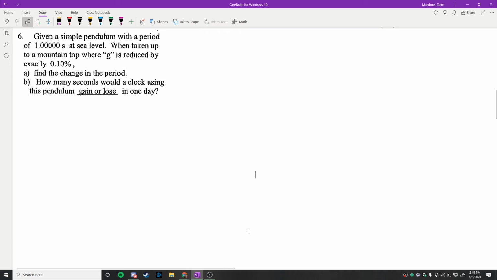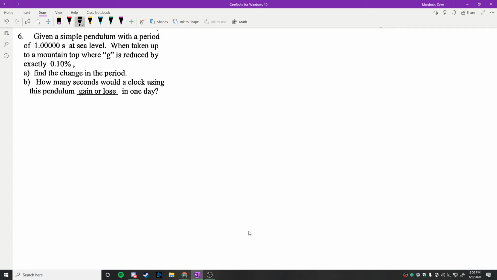So this is a neat problem about time. Given a simple pendulum with a period of 1 second at sea level, when taken up to a mountaintop where g is reduced by exactly 0.1%, find the change in the period. How many seconds would a clock using the pendulum gain or lose in one day? Okay, so given a simple pendulum with a period of 1.00000 seconds, so really accurate, right? At sea level. When taken up to a mountaintop where g is reduced by 0.1%, find the change in period.